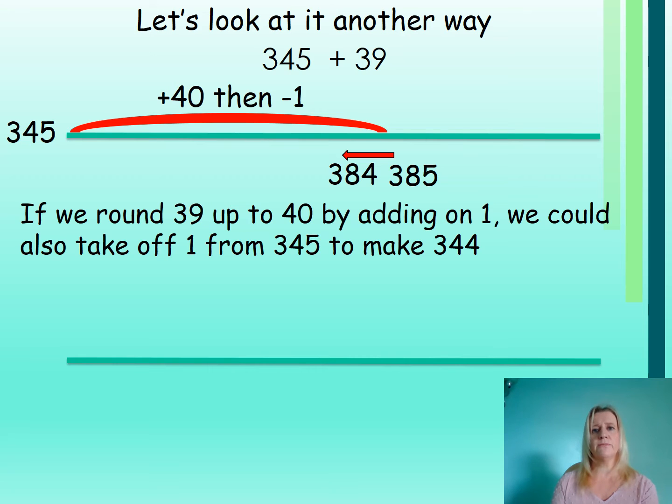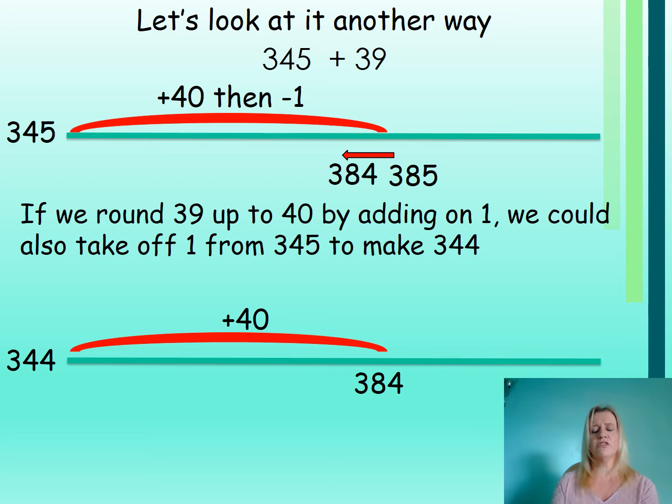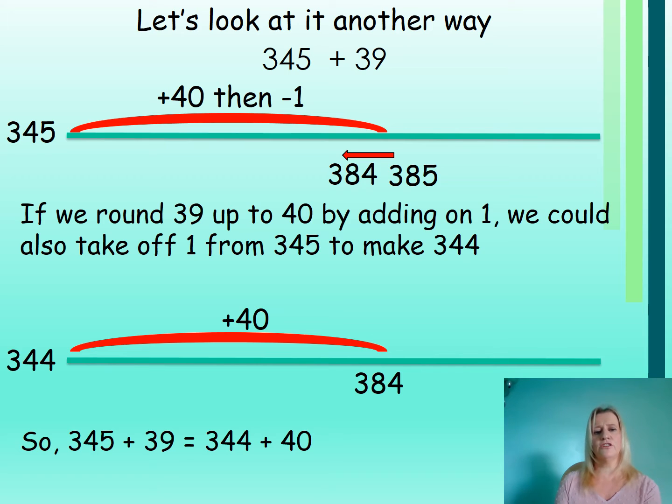But what if I round up the 39 to 40 and instead of taking away 1 at the other end, I take it away from 345 to make 344? Can you see that I still reach the same answer of 384? 345 add on 39 is exactly the same as 344 add on 40. This is another way to use the compensating strategy.